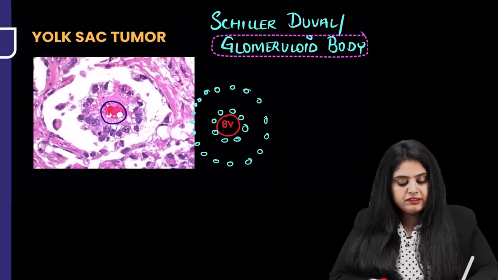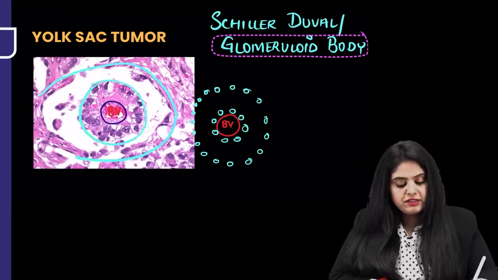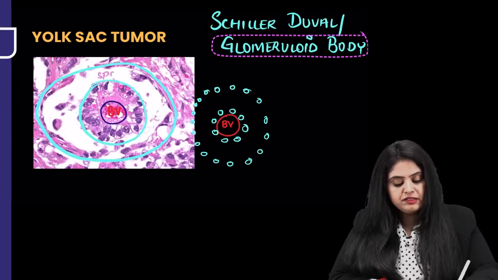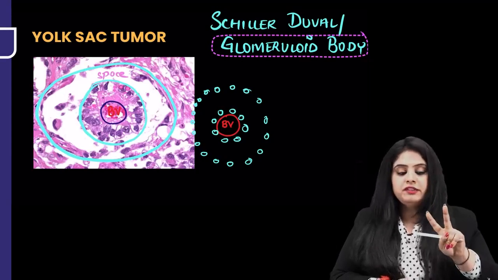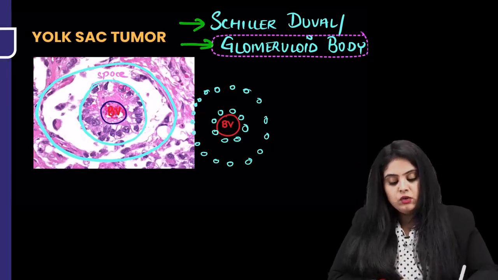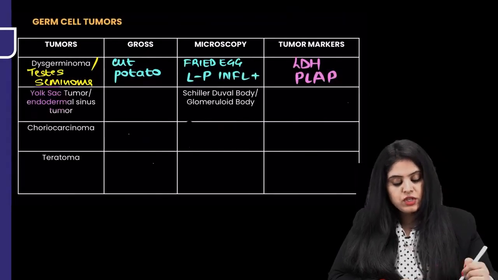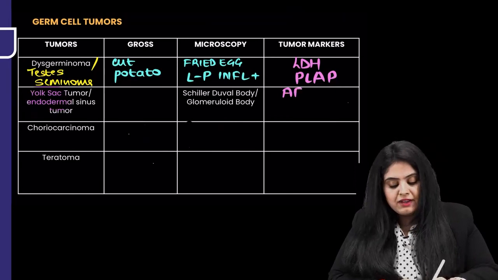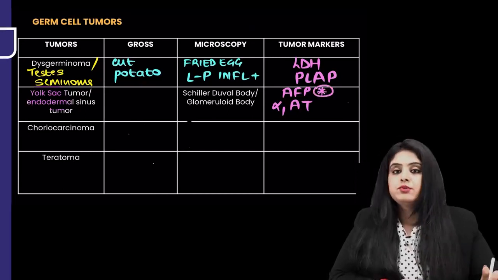So have a look, there is a blood vessel in the center. Then there is one row of tumor cells that I see over here. There is another row of tumor cells that I see on the outside. And then there is a space in between them that I see over here. So blood vessel in the center, then two rows of cells with a space in between them. That is a Schiller-Duval body or a glomeruloid body that you see in yolk sac tumor. And it is very famous for producing which? Very famous tumor marker, alpha fetoprotein and even alpha 1 antitrypsin, minor. But alpha fetoprotein, very, very important, it produces.